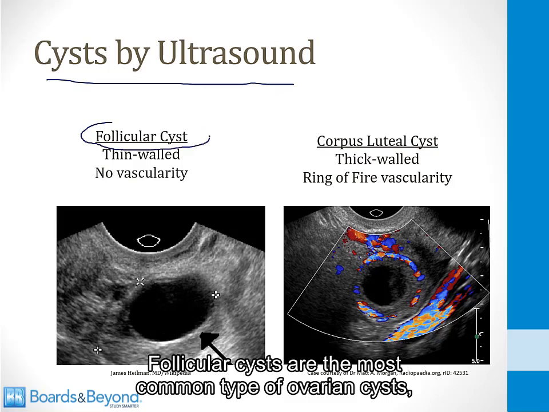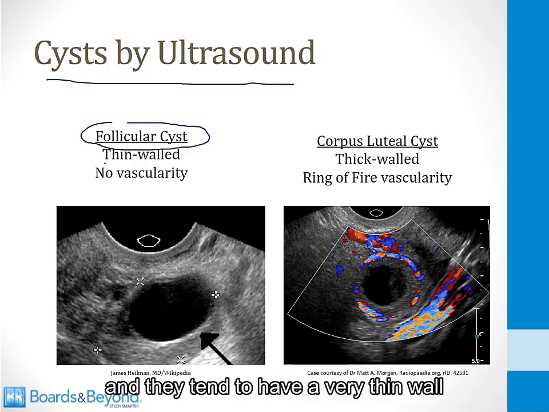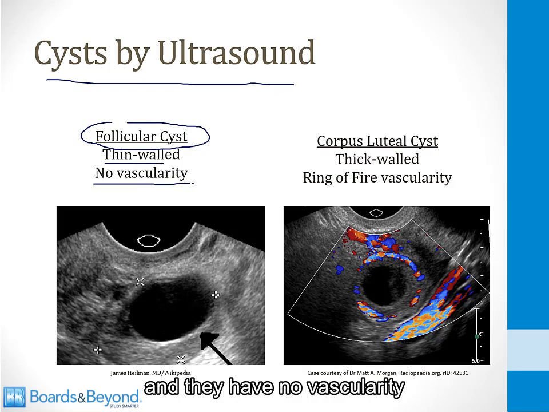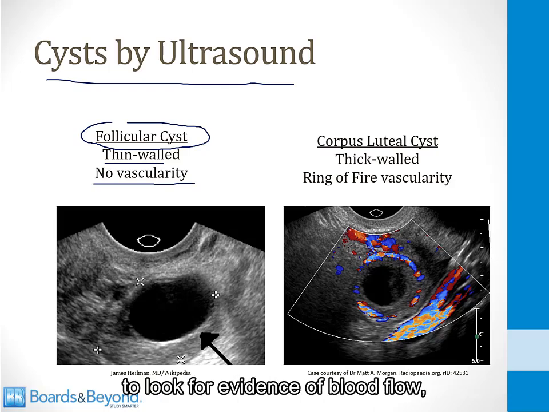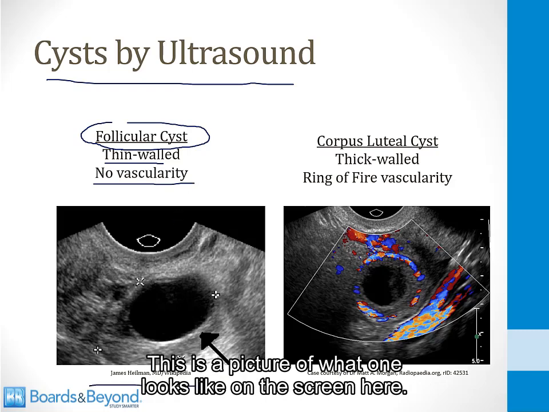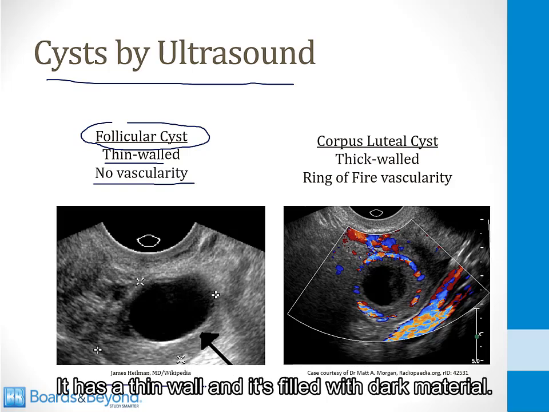Follicular cysts are the most common type of ovarian cyst, and they tend to have a very thin wall, and they have no vascularity, meaning if you use the Doppler technique of ultrasound to look for evidence of blood flow, you won't see significant blood flow in the wall of the follicular cyst. This is a picture of what one looks like on the screen here. It has a thin wall and it's filled with dark material.